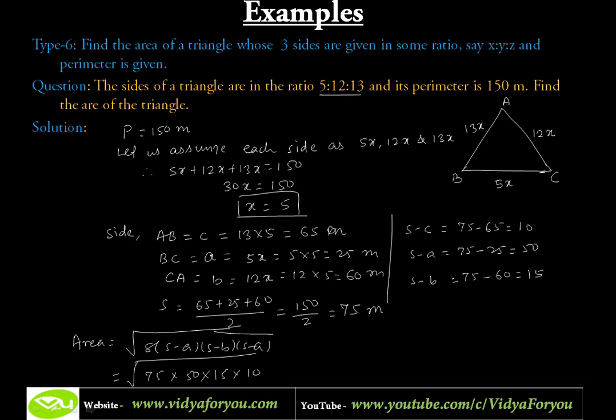So 75 into 50 into 15 into 10. This will be 25 into 3, 25 into 2, that is 50, that is 75, 5 into 3, 5 into 2. So we have this pair, we have 25 pair, we have 3 and 2. So eventually you will get 750 meter square.